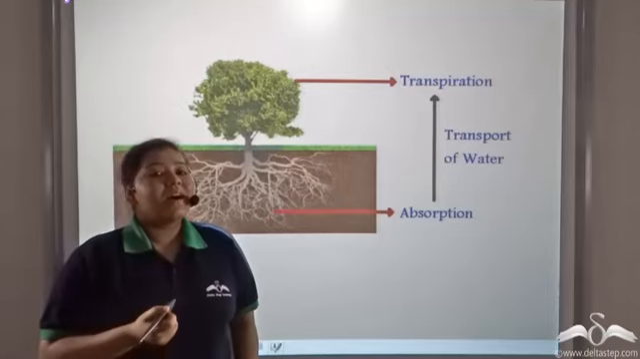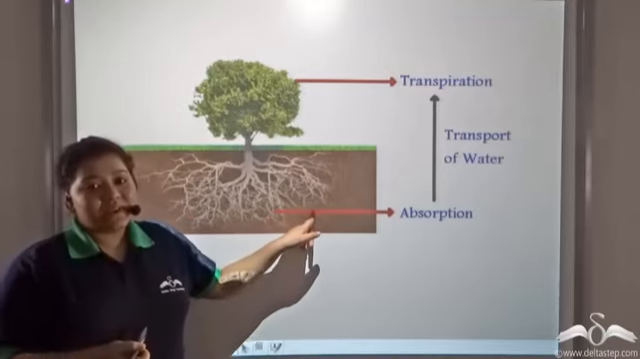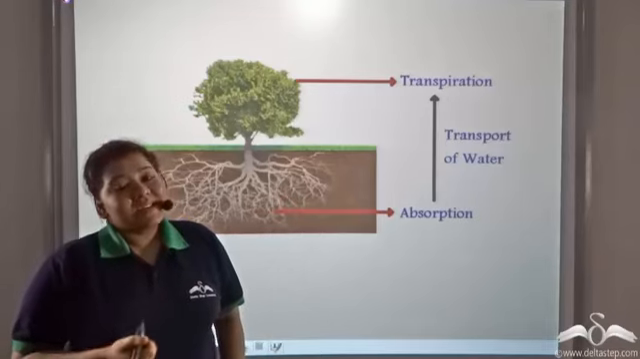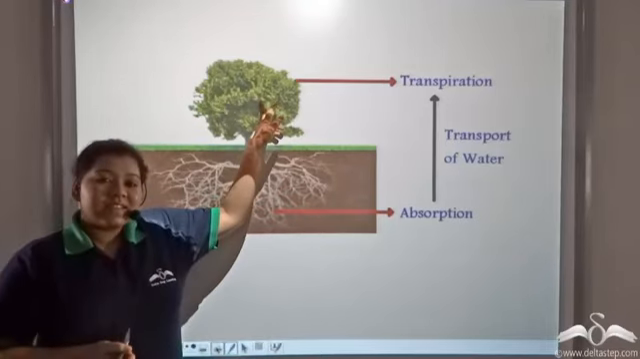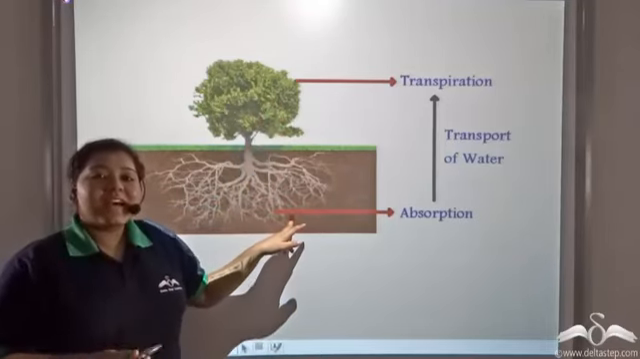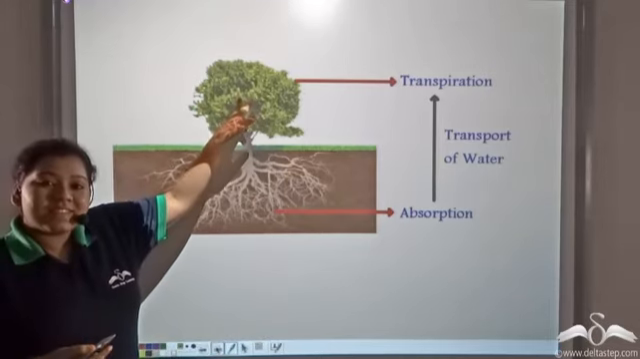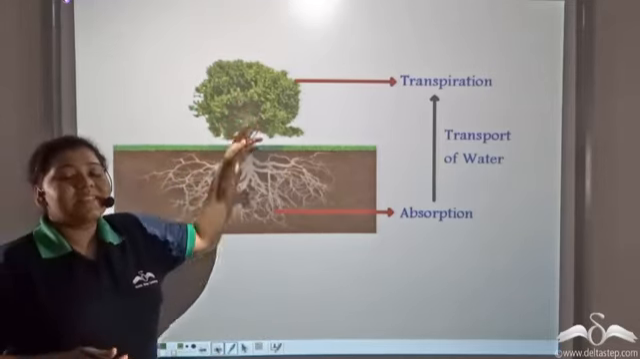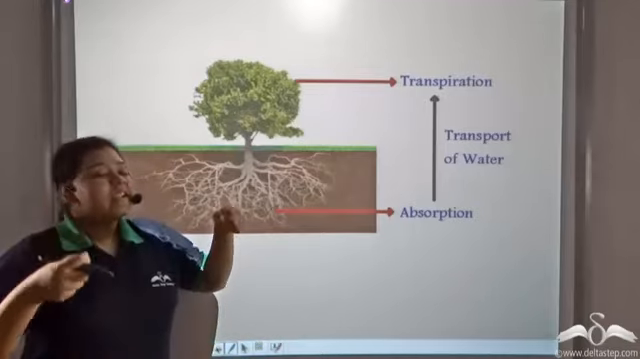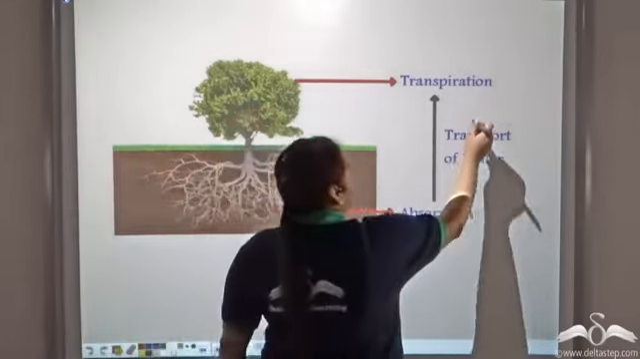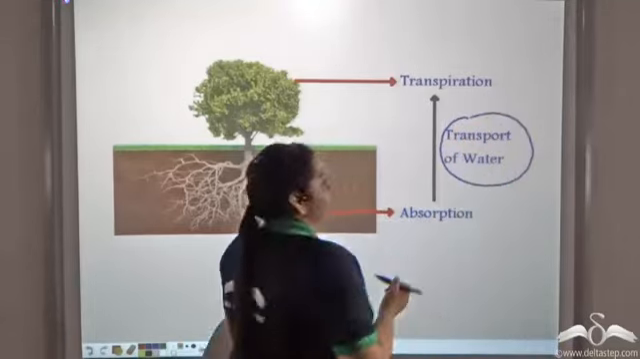So roots absorb water from the soil, and transpiration and photosynthesis take place in the leaves. So this water that has been taken up by the roots needs to go up to the leaves. So this process of the water being taken up from the roots to the leaves is known as transport of water.